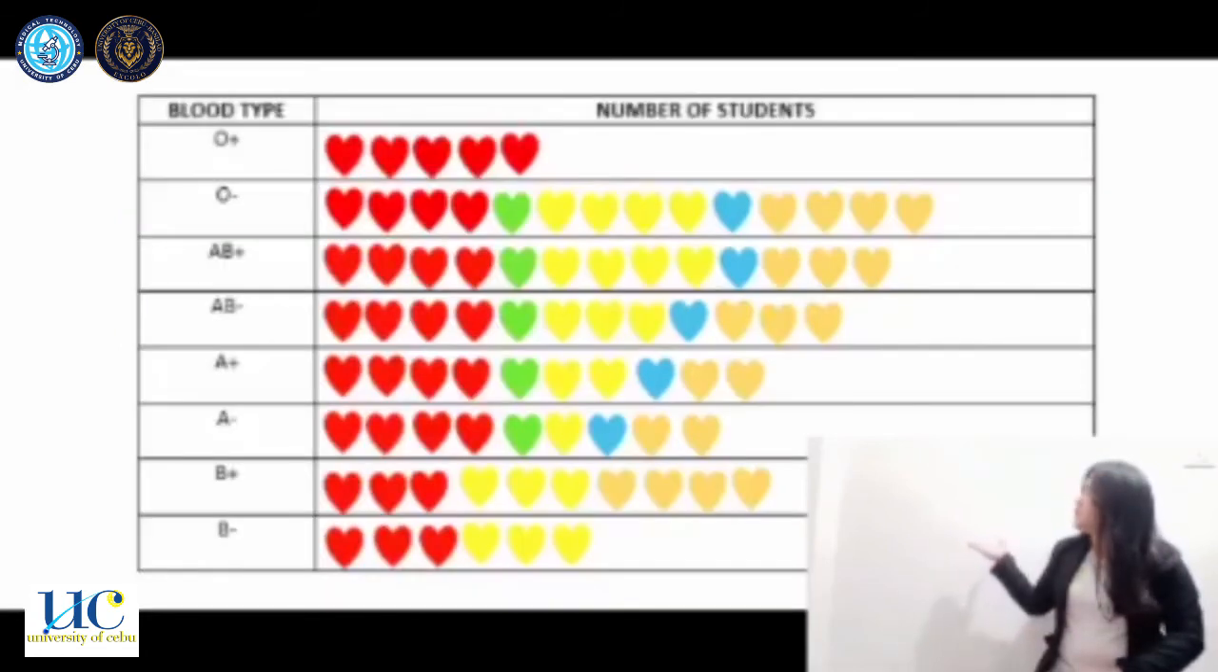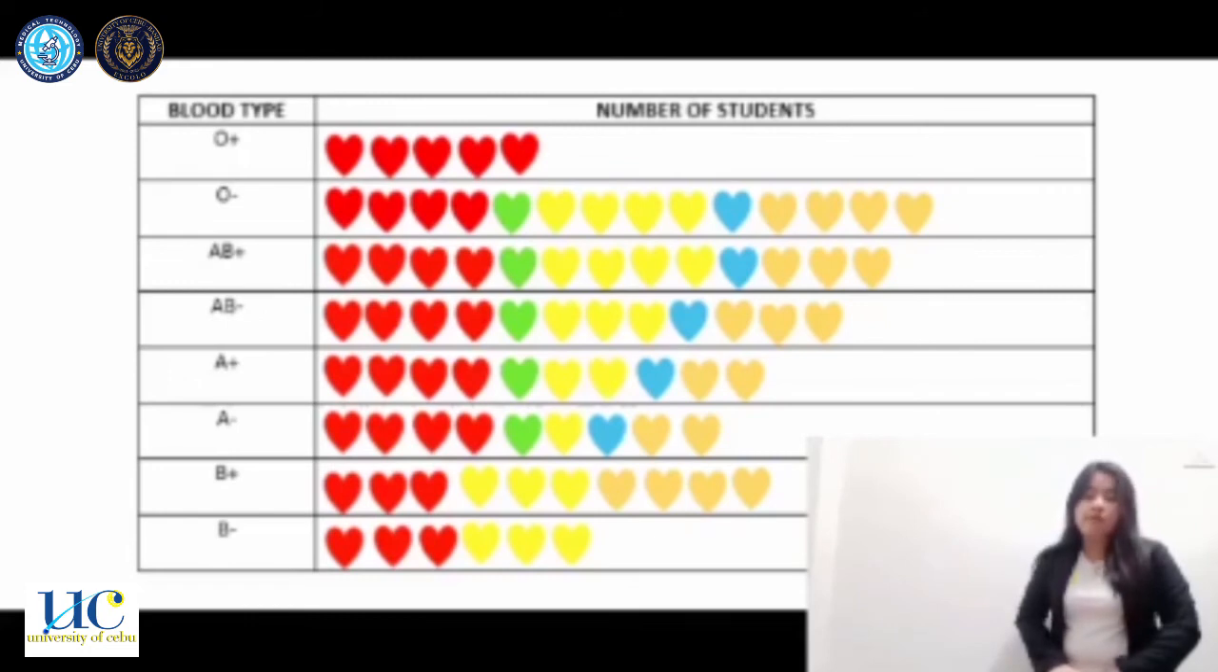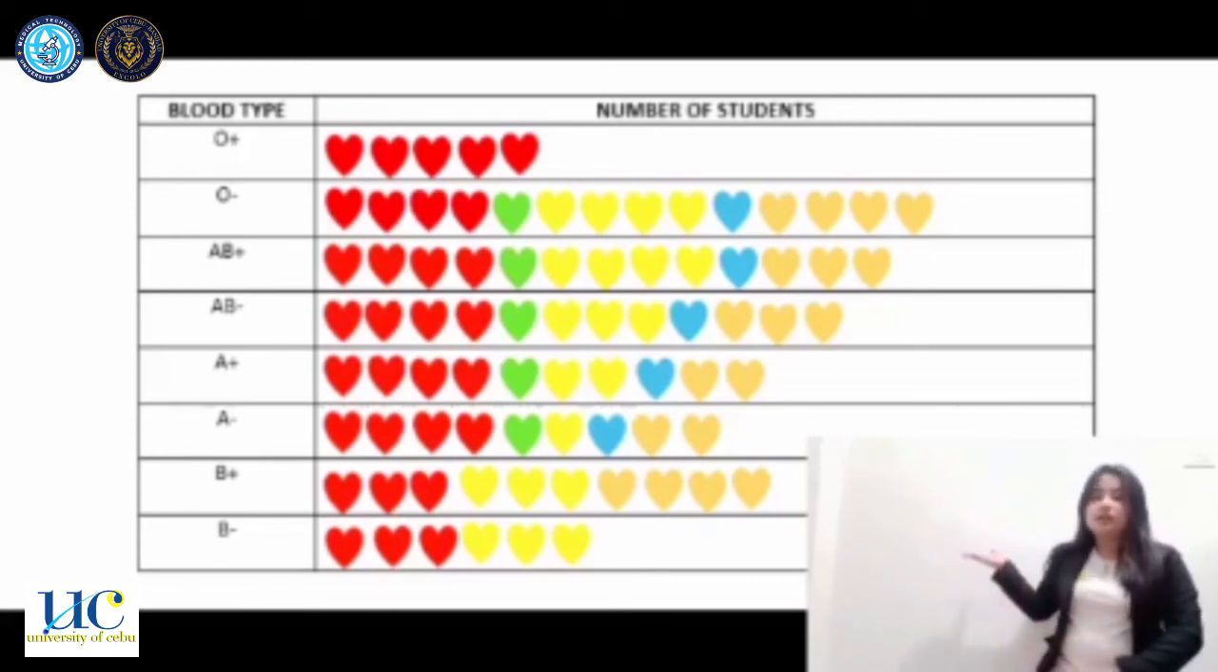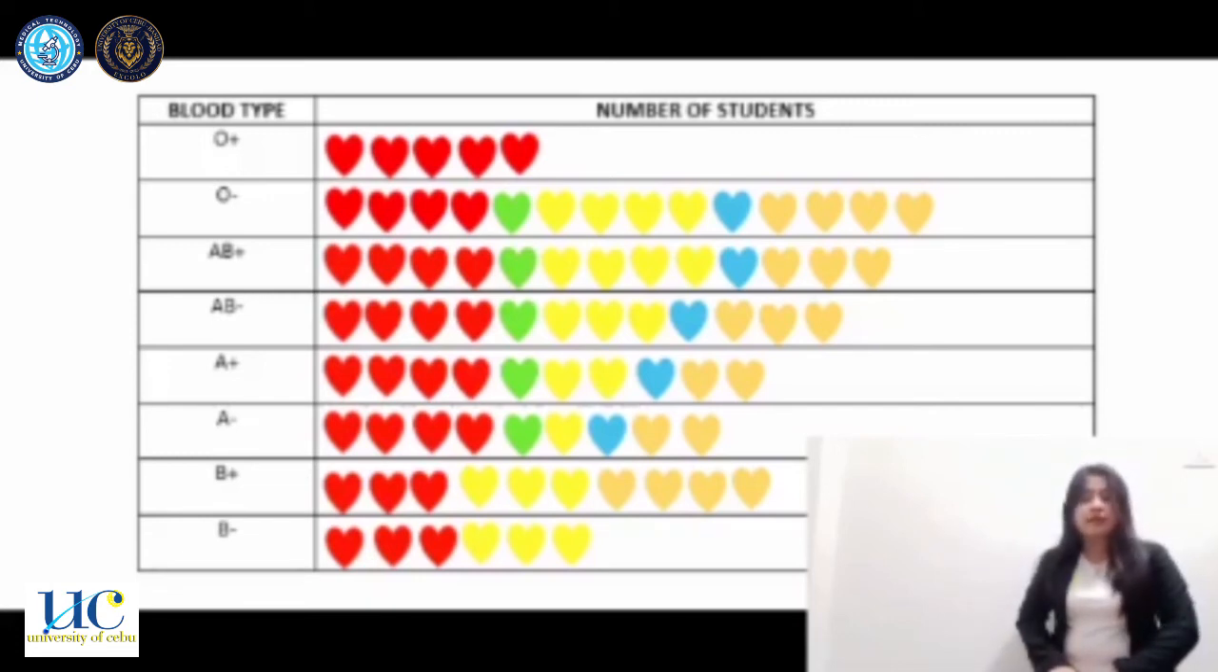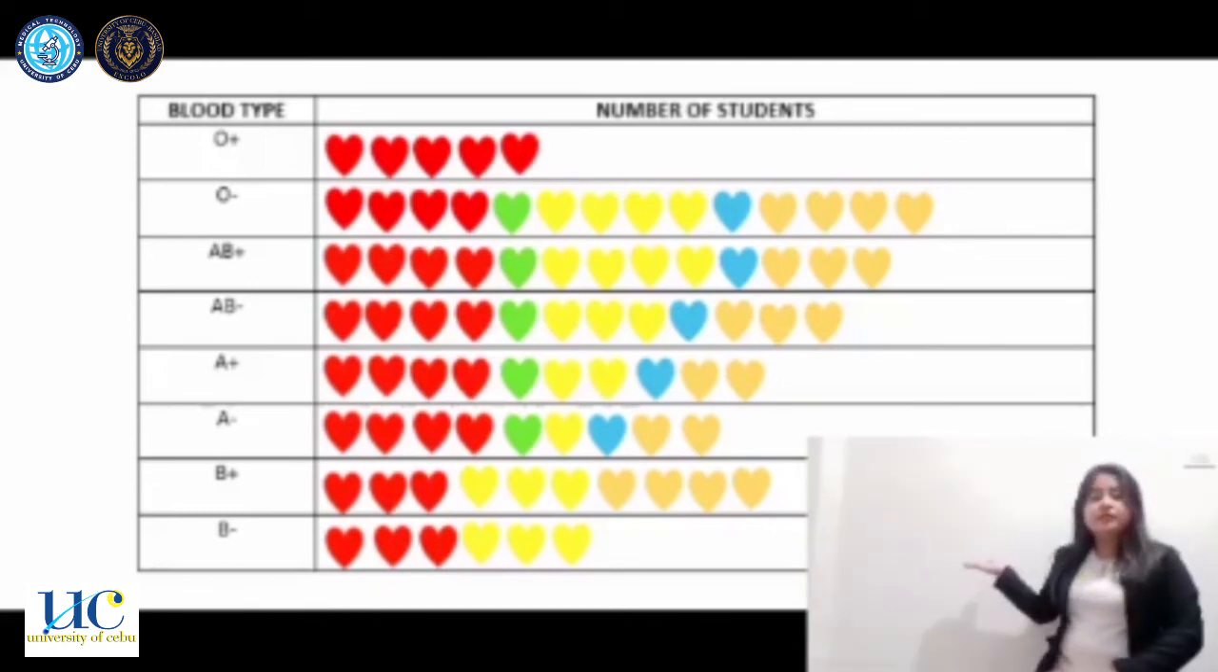So as you can see, the O positive has a total number of 5 red hearts, which is equivalent to 5,000. Next to it is the O negative, which has 4 reds, 1 green, 3 yellow, 1 sky blue, and 4 light brown, which is a total number of 4,990. Can you understand the pictograph now?